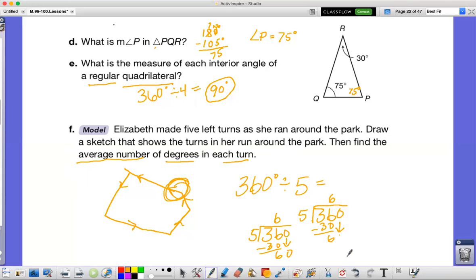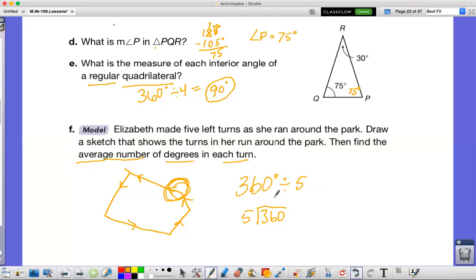Oh, I know what I'm doing wrong. I don't know why I was thinking that. In this case, 360 divided by 5 equals 7, which will give me the 35. Subtract that, bring that down, and then I'd have 2. So that means on average, she's going 72 degrees for each one of those. So each turn is an average of 72 degrees.